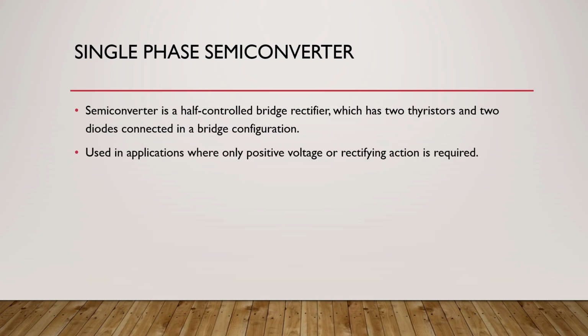So semiconverters are normally used in applications where you require positive voltage, right? So positive voltage and basically rectifying action, wherever you rectify AC to DC and you require positive voltage, then you use the semiconverter. Now it is a one quadrant converter, which means that your voltage is positive and your current is positive, so that it works in the first quadrant. Now let's see how the semiconverter works.